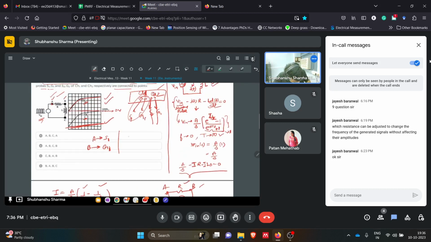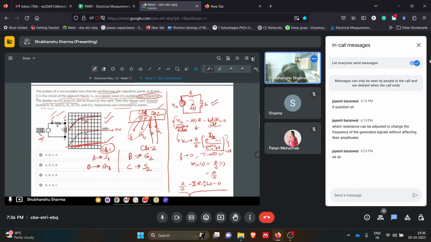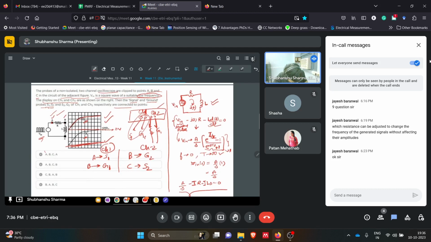So B, for channel 1, is at G1. For channel 2, B is at G2, so it has been inverted. C is at S2. So now we have to find S1, G1. S1 is A, G1 is B, S2 is C, G2 is B. So this is A, B, C, B. Yes, this one will be the answer.